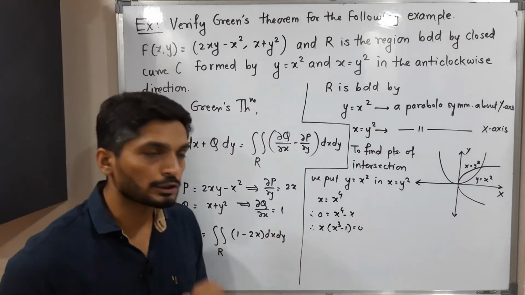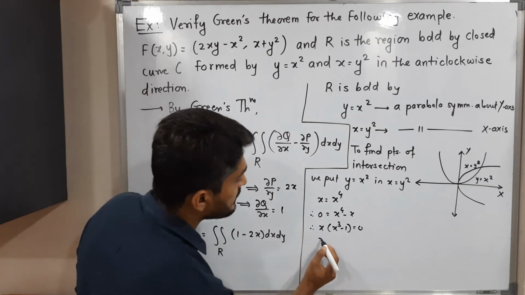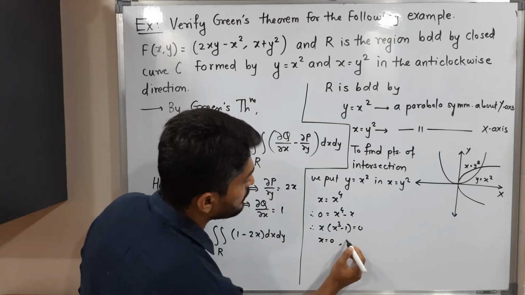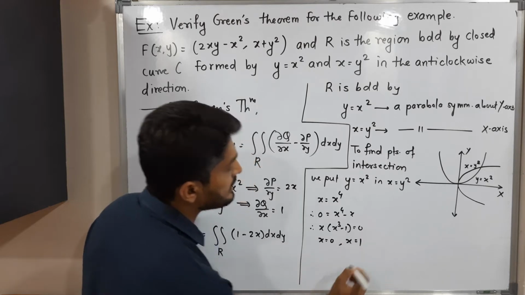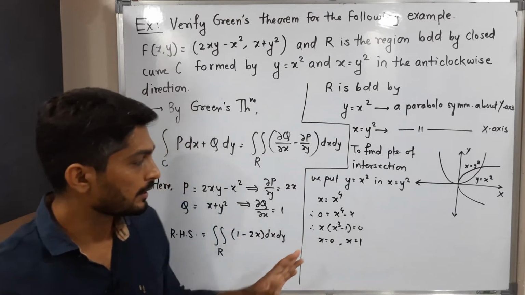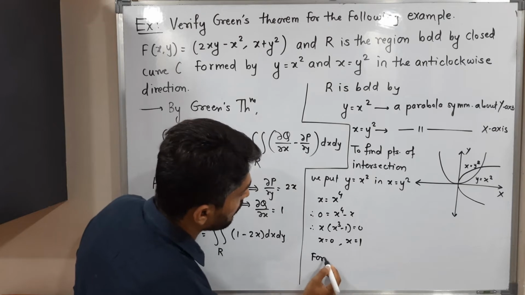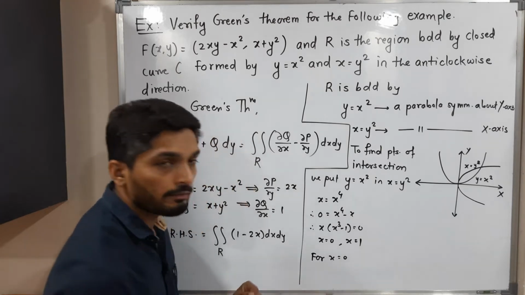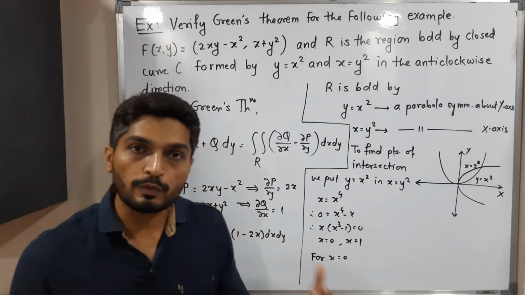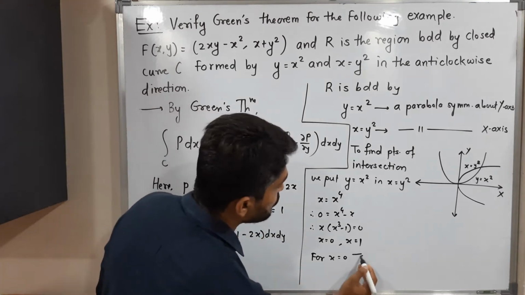It means either the first term is 0 or the bracket is 0, since the product is 0. So you can easily see x is equal to 0 or x cube is equal to 1, or simply you can say x is equal to 1. X cube is equal to 1 means x is equal to 1. So yes, let us find the points now. We got the values of x, but we are interested to find points of intersection. We want points.